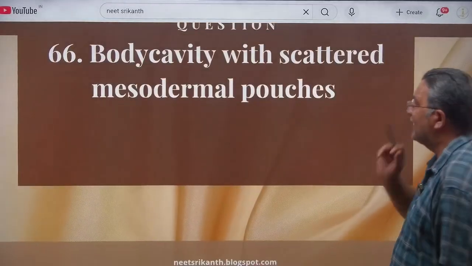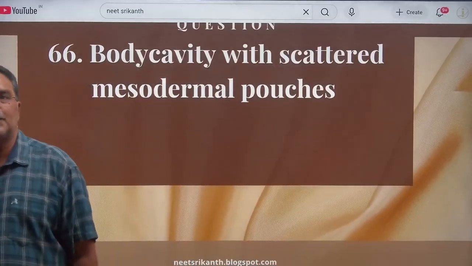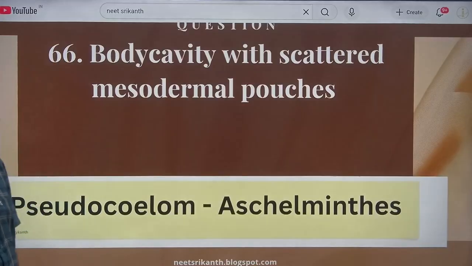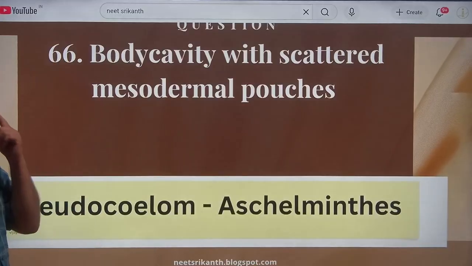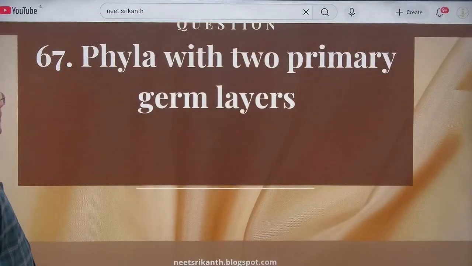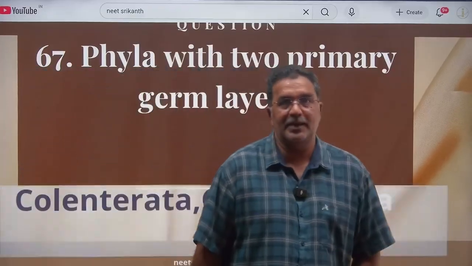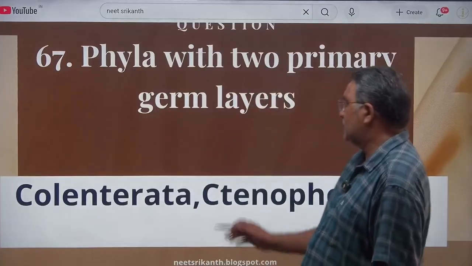Body cavity with scattered mesodermal pouches. For whom is it? Pseudocoelomates, Aschelminthes. Pseudocoelom, Aschelminthes: NCERT line, very important. Phyla with two primary germ layers. Diploblastica is being asked. So, Cnidaria and Ctenophora. Cnidaria is nothing but Coelenterata.